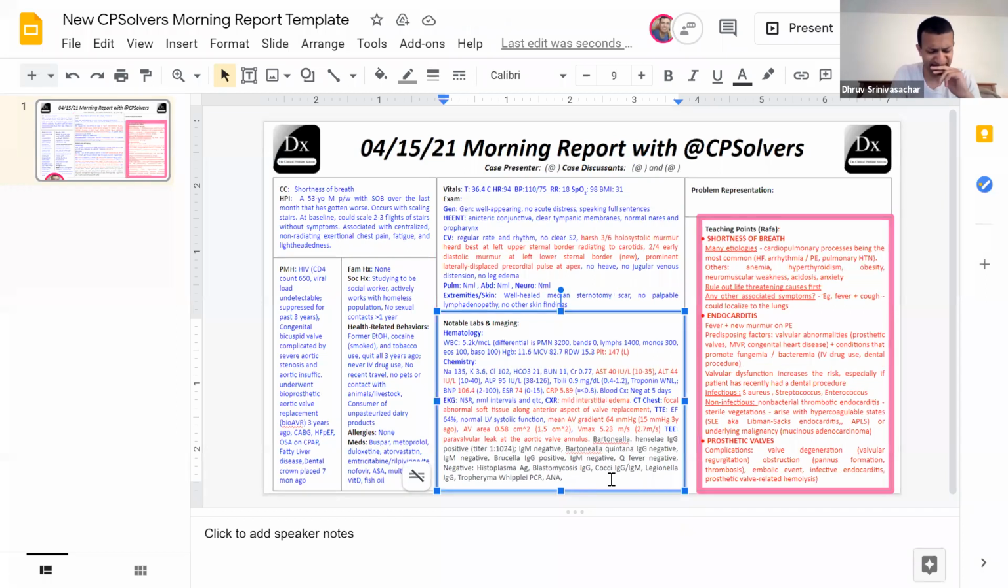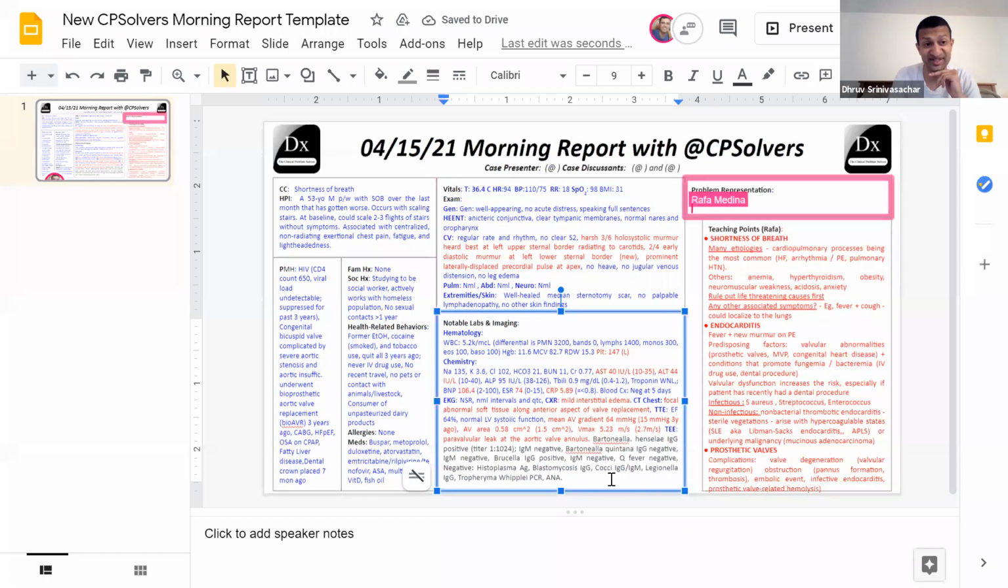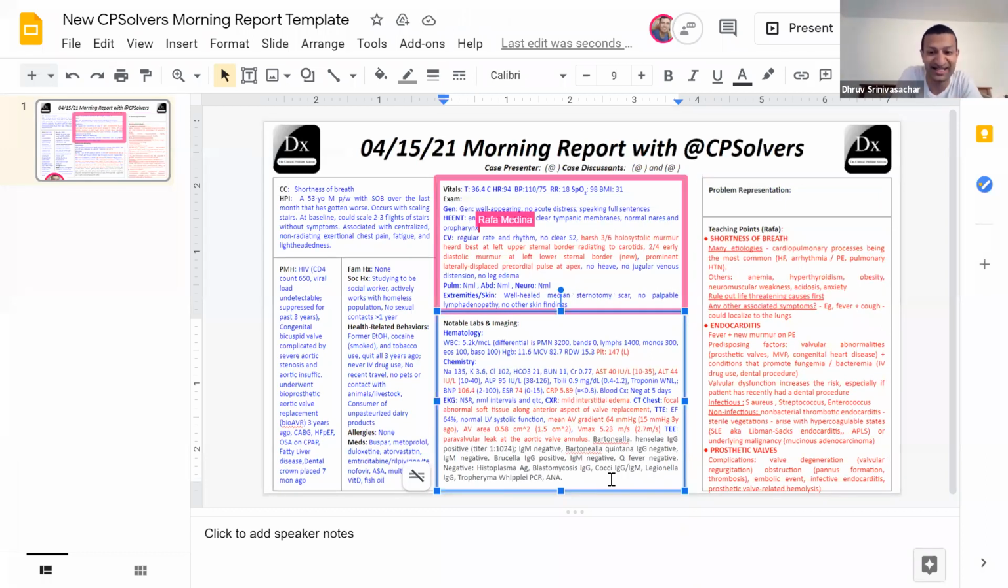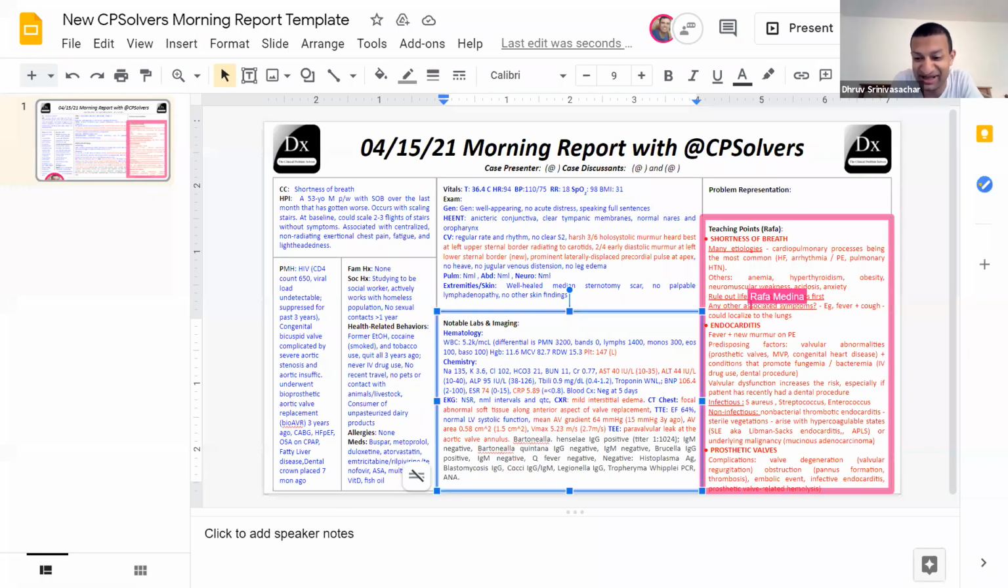So the next test that was done was essentially a shotgun DNA sequencing test known as Karius, which is a sort of new favorite of the ID world. And they found that this patient was positive by PCR for Bartonella quintana. And that's the final diagnosis.